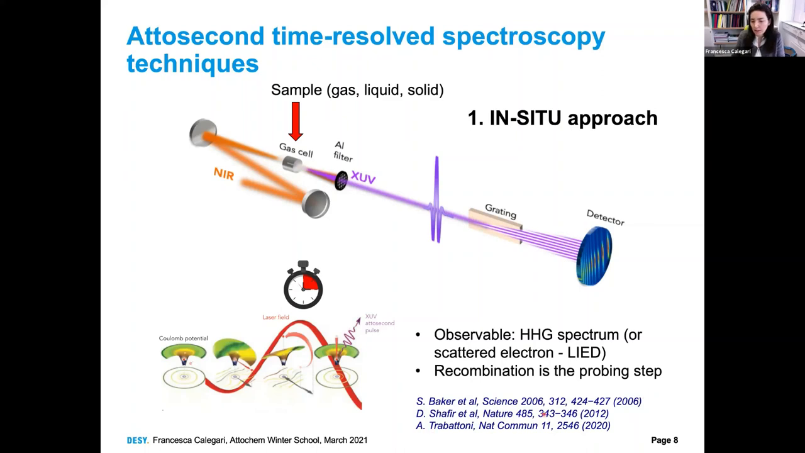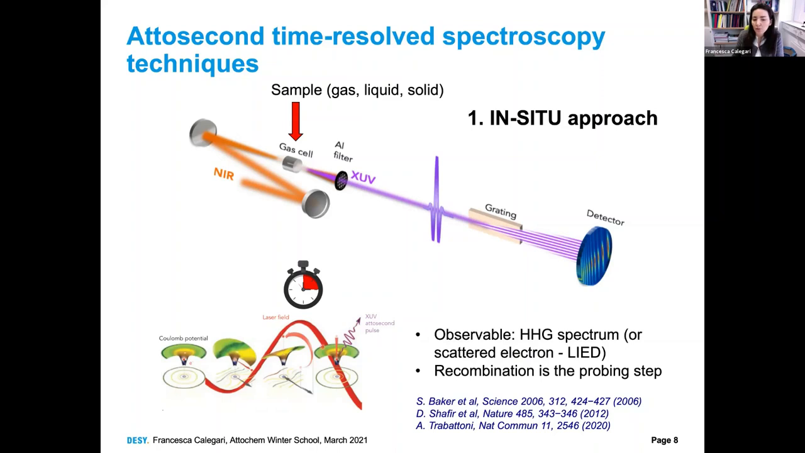Another very nice work showing that indeed you can investigate, for instance, tunnel ionization and see if there is indeed a time or not for tunnel ionization. And I want also to mention that higher order harmonic generation is one of the possible observables.